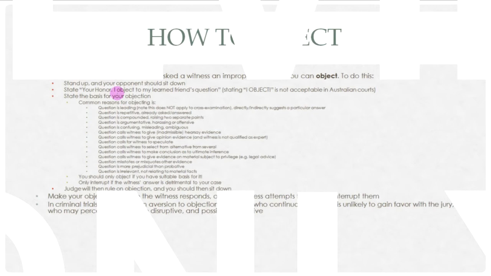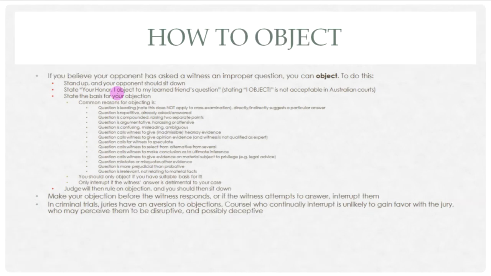The judge will then rule on the objection, and you should then sit down. Make your objection before the witness responds, or if the witness attempts to answer, interrupt them. In criminal trials, juries have an aversion to objections. Counsel who continuously interrupt are unlikely to gain the favour of the jury, who may perceive them to be disruptive and possibly even deceptive.